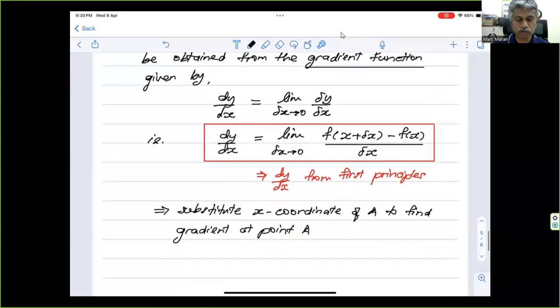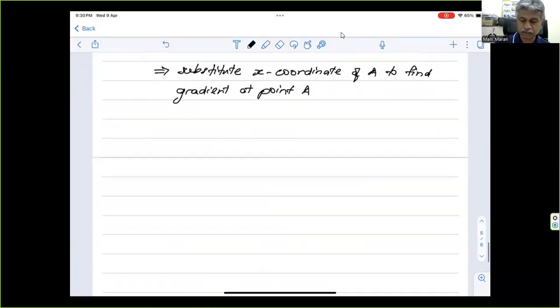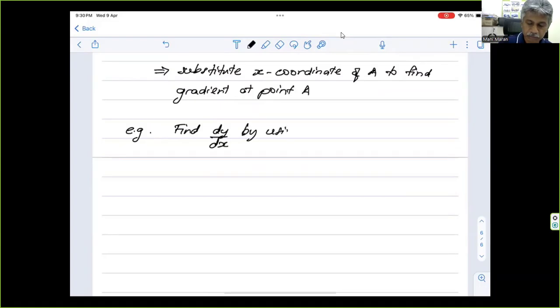So I will solve a few problems for you, but I will give you one example first. Okay, just continue from there. Example: you are asked to find dy/dx by using first principle.